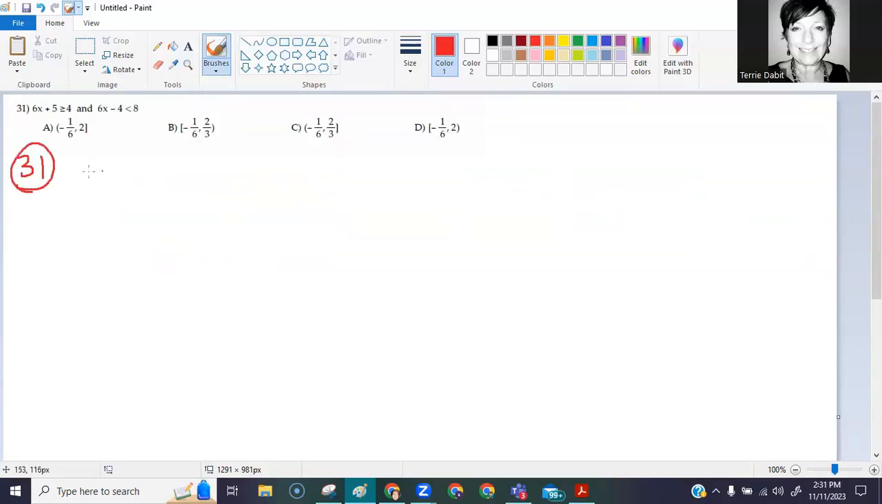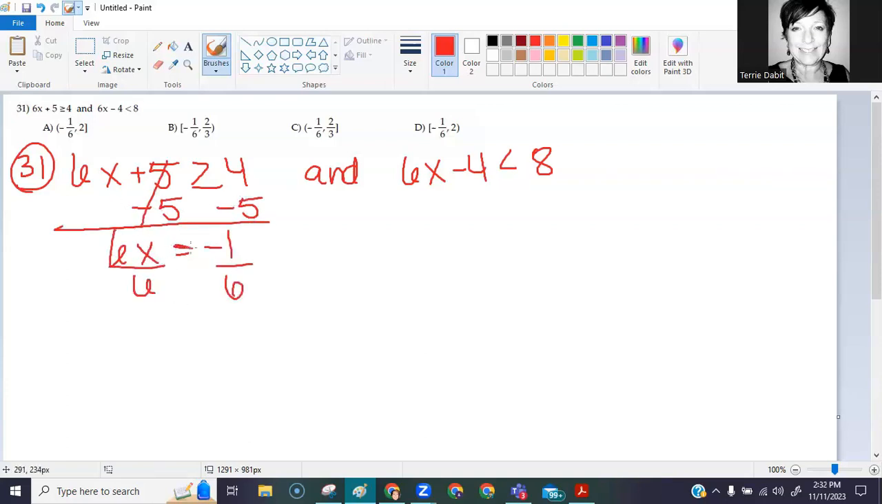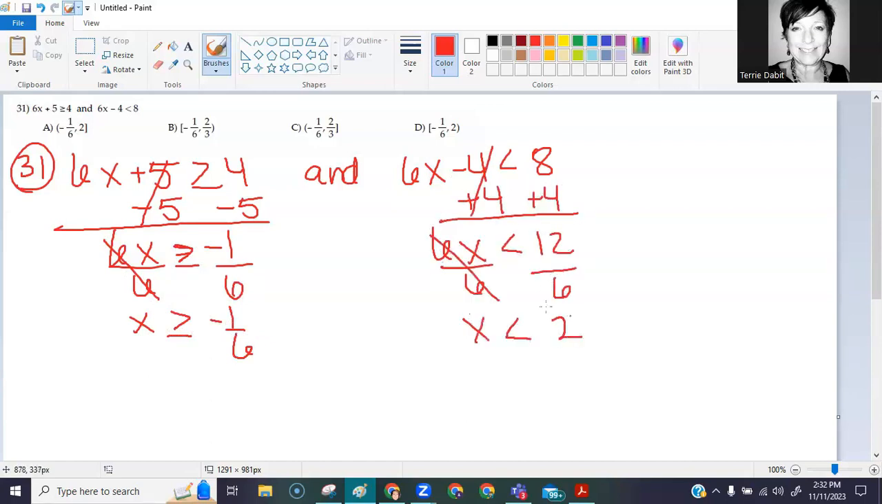Okay, number 31, we have another AND problem. I'm going to rewrite this so we can do it together a little bit bigger. 6x minus 4 is less than 8. Okay, first thing I'm going to have to do is get x by itself. So I'm going to have to do some math to make that happen.